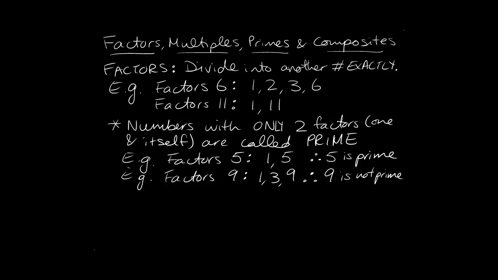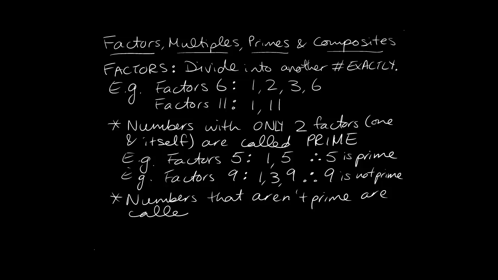Now we have a special name for these numbers. Okay? Numbers that aren't prime are called composite numbers. Composite numbers. Okay? So we just saw an example of one there, the number 9, which had more than two factors. So 9 is actually called a composite number.